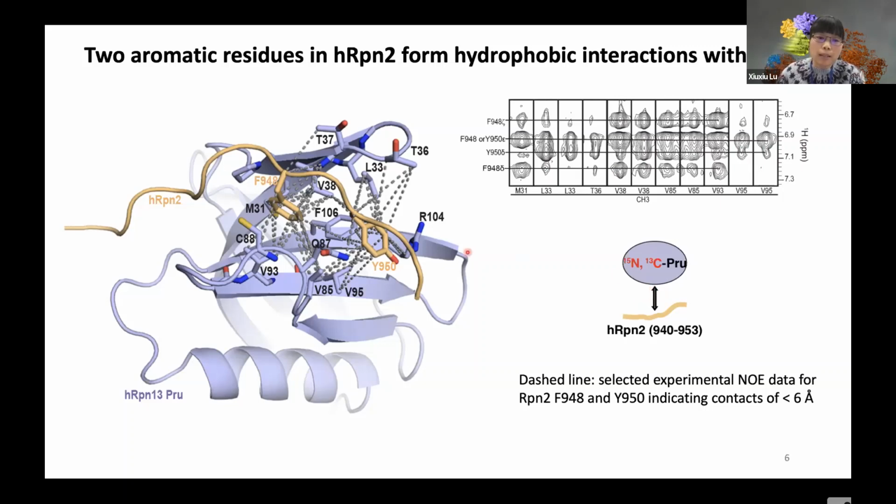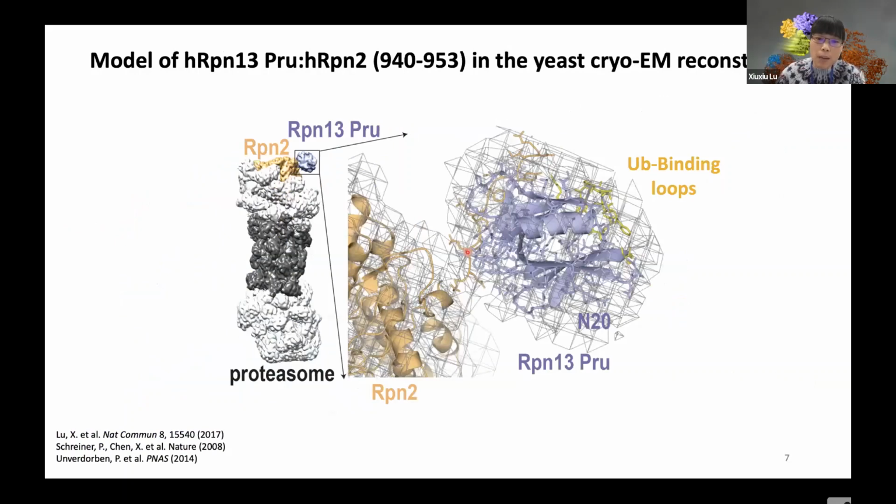At that time, and until now, four years later, a couple of high-resolution human cryo-EM structures have been reported, but without any information for human RPN13. But I was able to dock the complex structure into its cryo-EM density. You see here the fitting looks good. But how RPN13 binds to K48-linked ubiquitin chain has not been resolved.